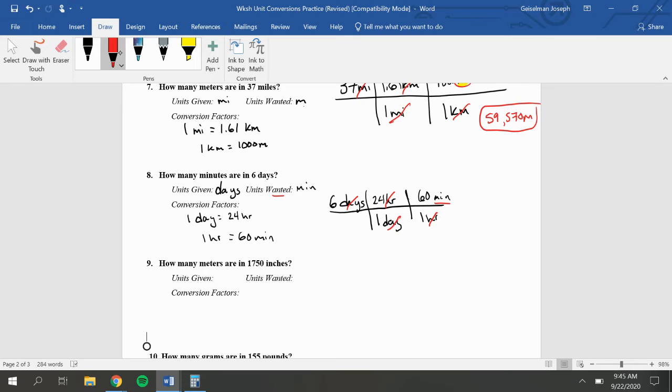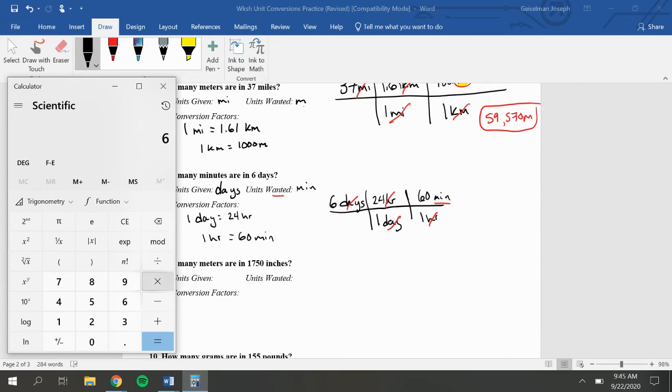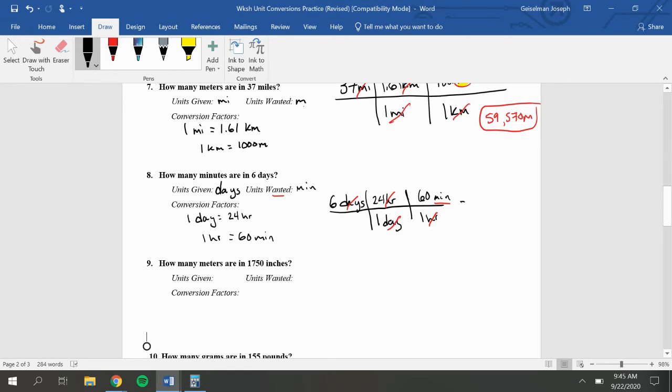So once this unit right here matches the unit wanted at the beginning, we can stop and we can start multiplying. So 6 times 24 times 60 is going to equal 8,640. We're going to divide that by 1 because that's what we got on the bottom. We get an answer of 8,640, and that is in minutes.